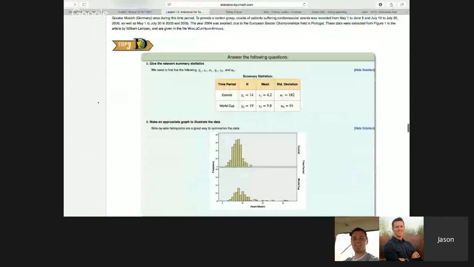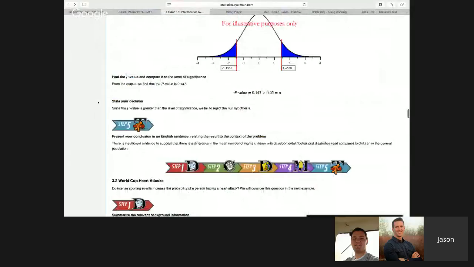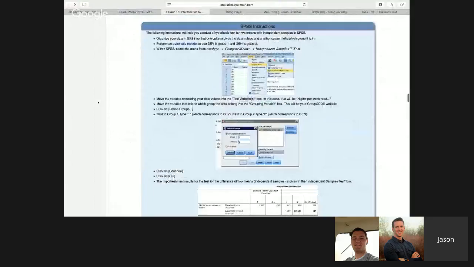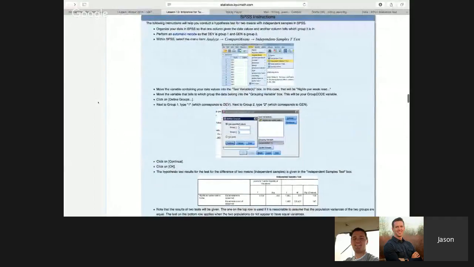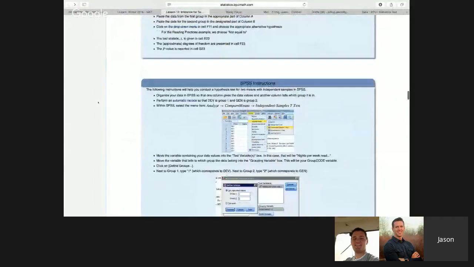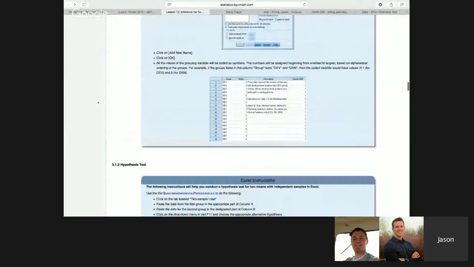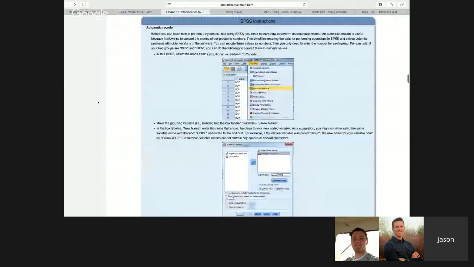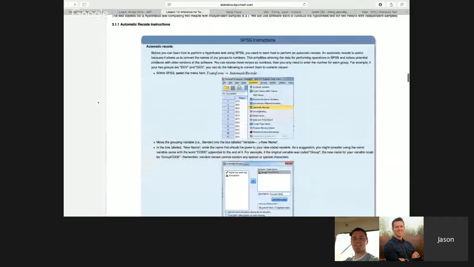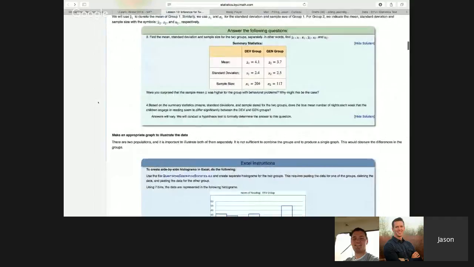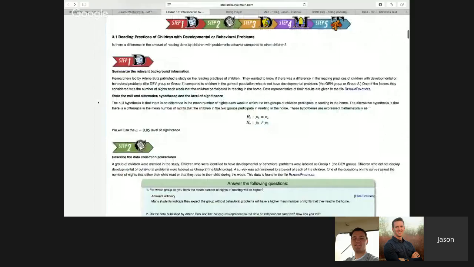So that's not good, because I don't particularly like SPSS. Let me see if I can find a test statistic calculator online. I tried that. I couldn't find one.